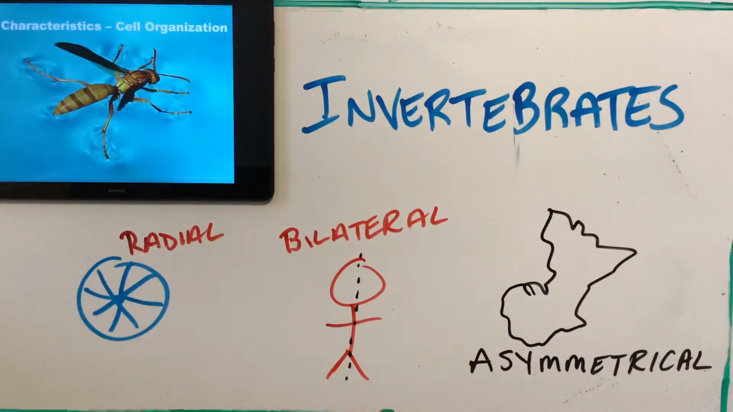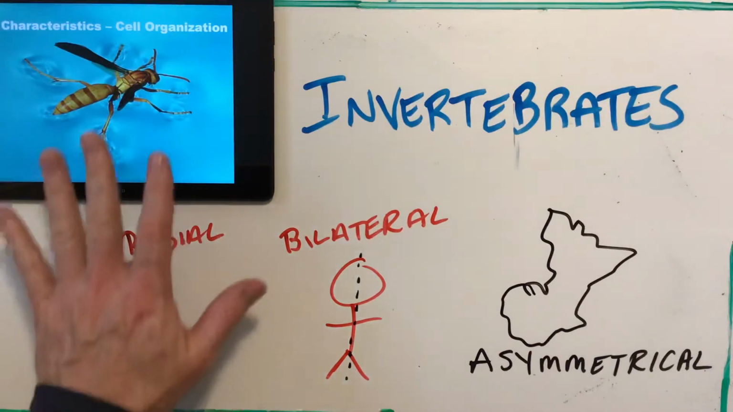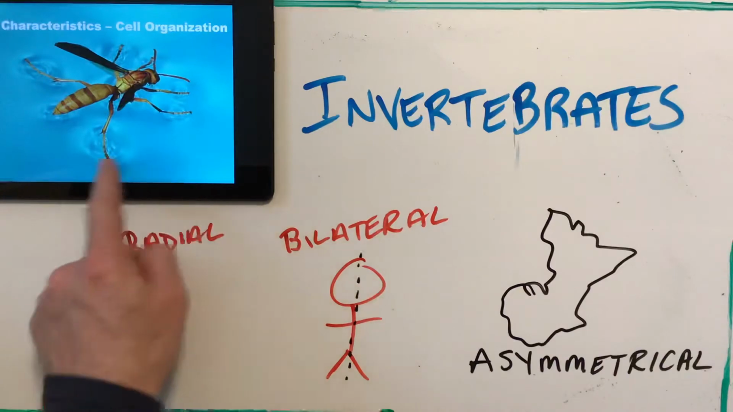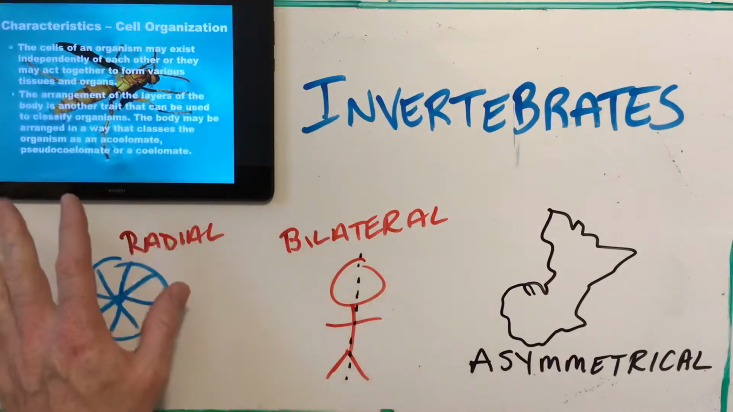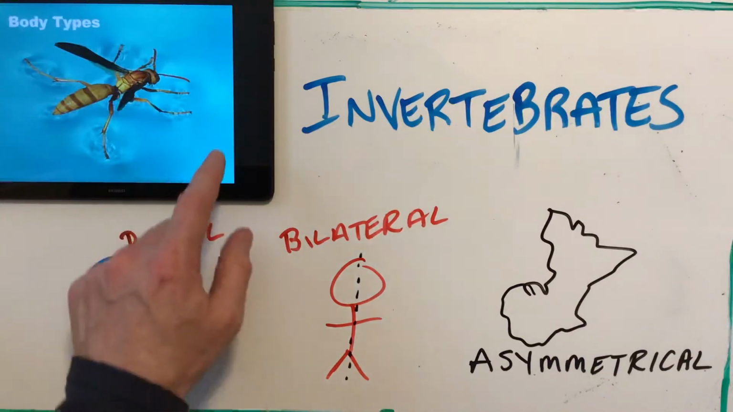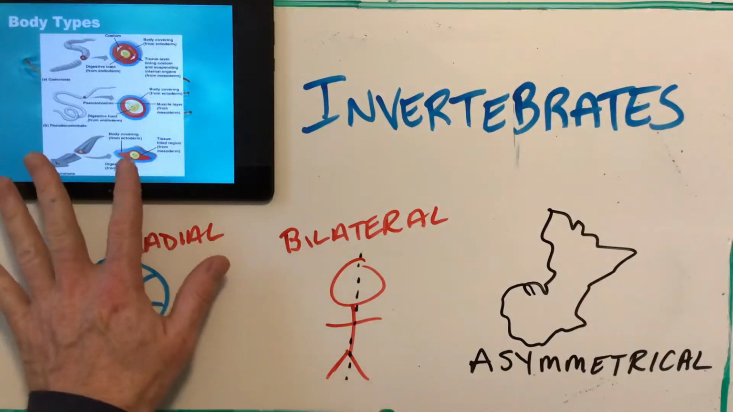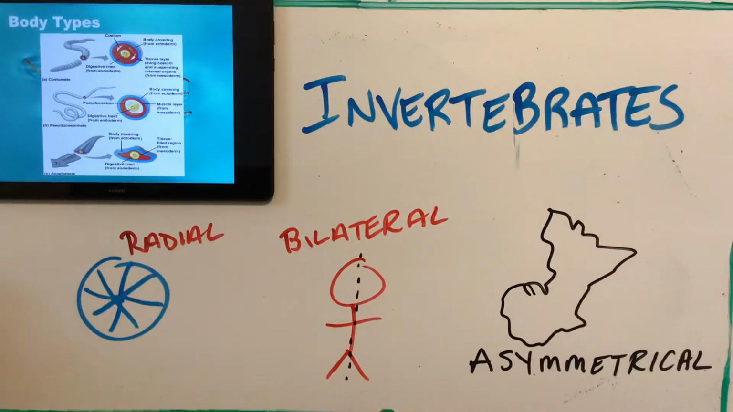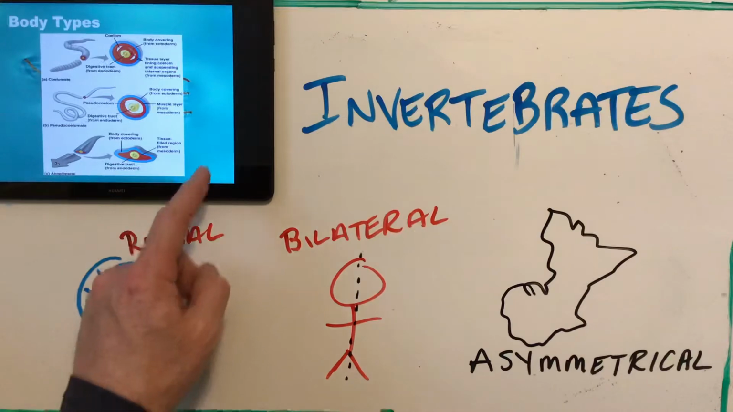Now, the next couple of slides we're not going to be using. This slide, characteristics, cell organization, we're not going to be using that. And the body types go with the cellular organization, so we won't be using this slide as well.